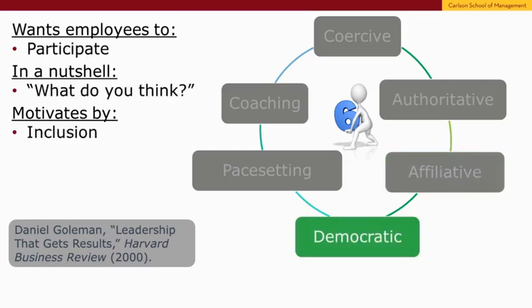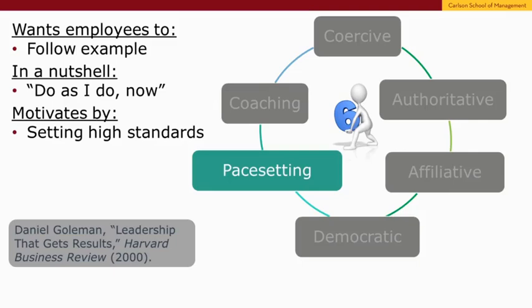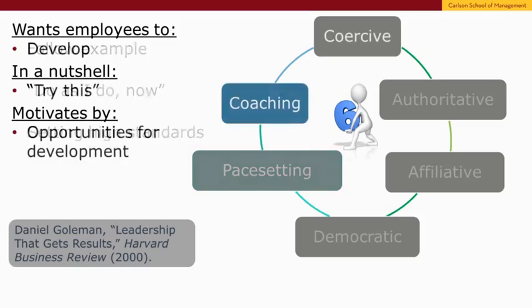A democratic style is a participative style. This leader builds trust, respect, and commitment through listening and employee participation. So in a sense, they say, what do you think? And motivate through inclusion. Now, pace-setting managers, by contrast, are real go-getters. So they set high standards for themselves and expect their employees to follow their example. And so, in a sense, they say, do as I do and do it now. And they motivate by setting high standards.